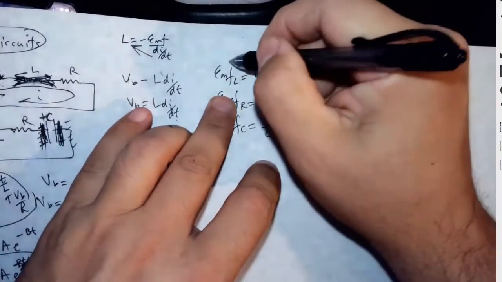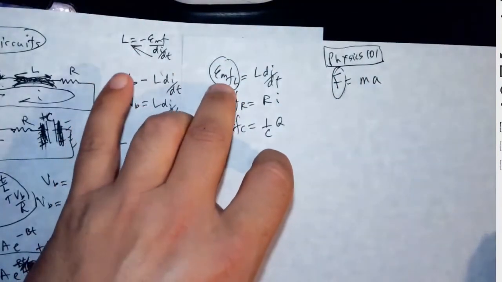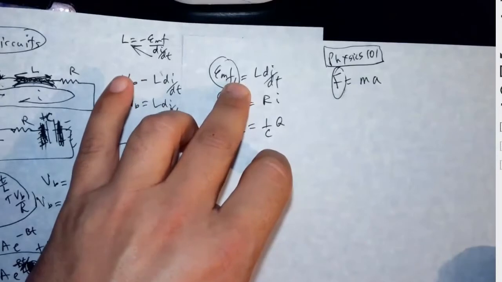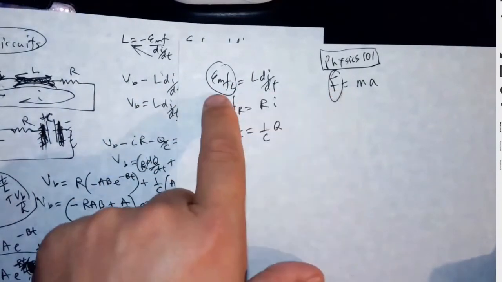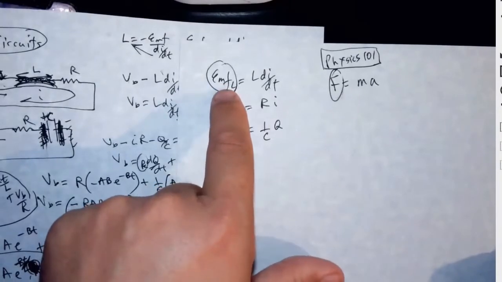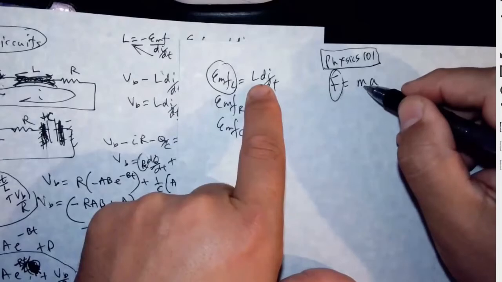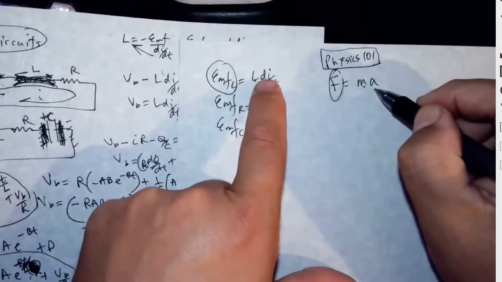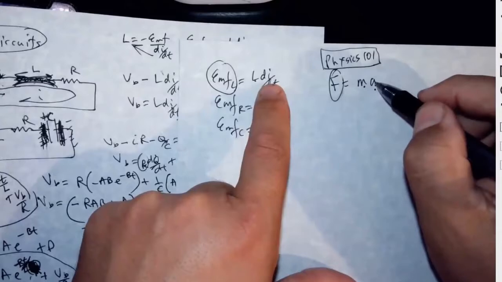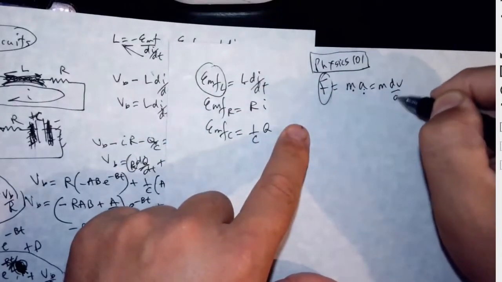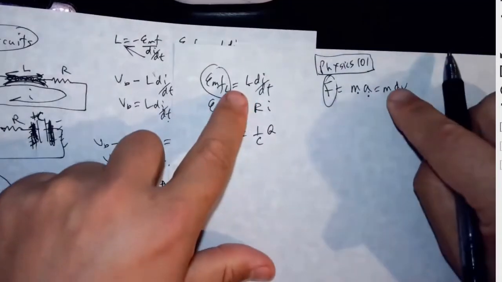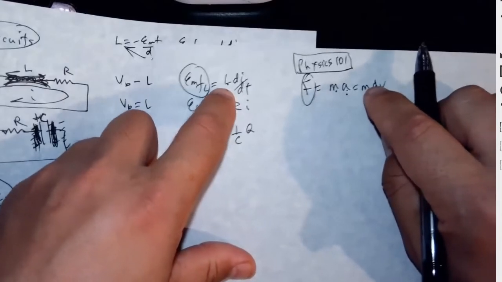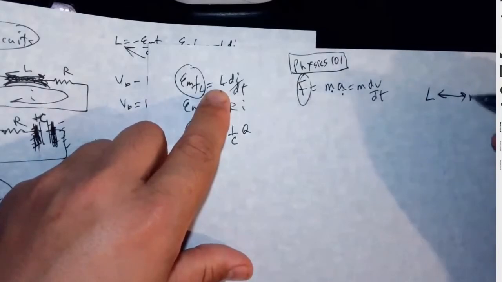So force takes the place of voltage. Remember, EMF is electromotive force. It's anything that drives current. So in mechanics, force replaces EMF. Mass replaces inductance. And A is di/dt, so A is dV/dt, right? M dV/dt. So the mechanical equivalent of an inductor is something that has mass, which has inertia. You see? So inductor is to mass.